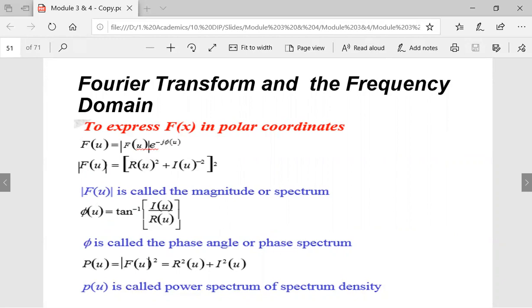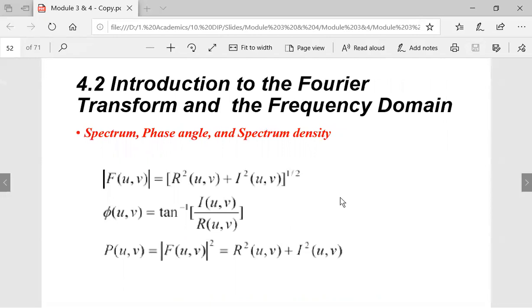This we have implemented in the class, and we have seen the demonstration live. So there are three types. One is magnitude or spectrum. In the internals, we may ask you to explain with the equations the polar coordinates of F of u. What are the polar coordinates? Magnitude or spectrum, phase angle or phase spectrum, power spectrum or spectral density. Okay, let us see how actually it works.